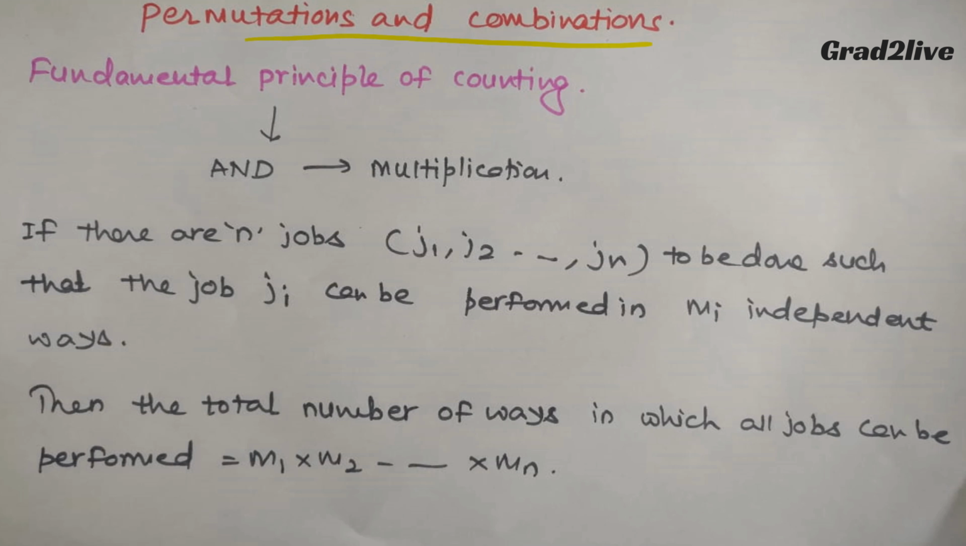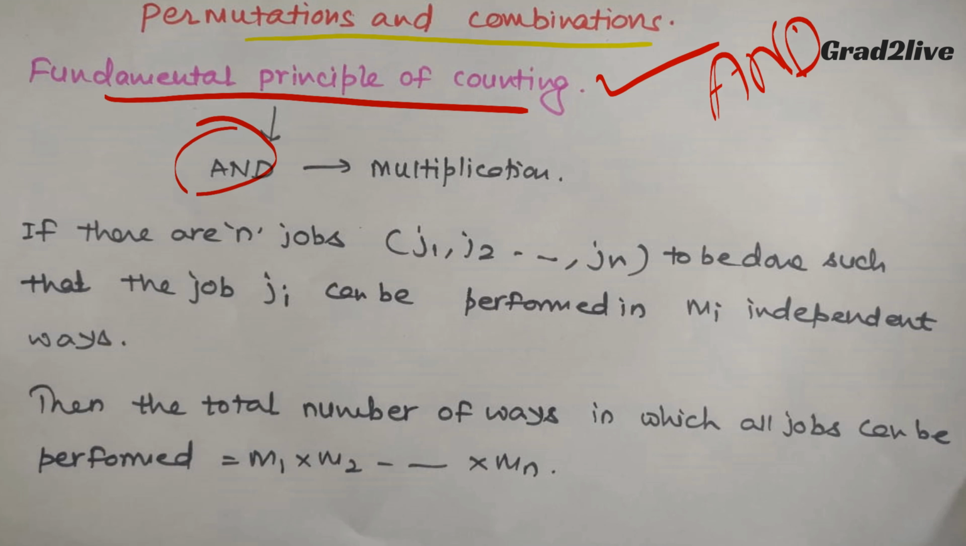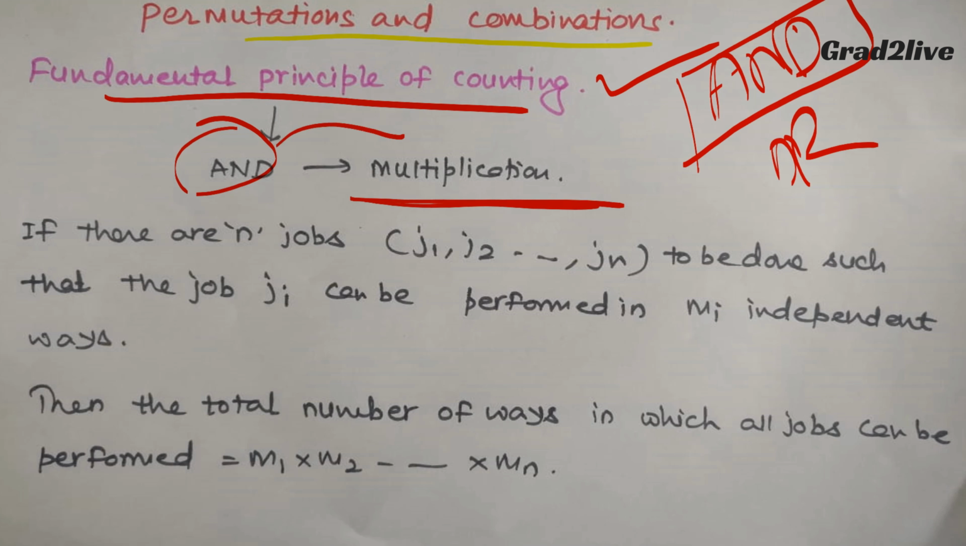So the first concept that we will study is the fundamental principle of counting. The fundamental principle of counting has two things. One is AND and the other one is OR. We are going to see OR a bit later on. So let us see AND. AND means multiplication, right? This is one thing that you have to understand, that AND means multiplication. We'll study this in detail, so don't worry.